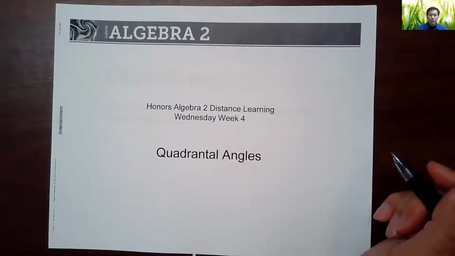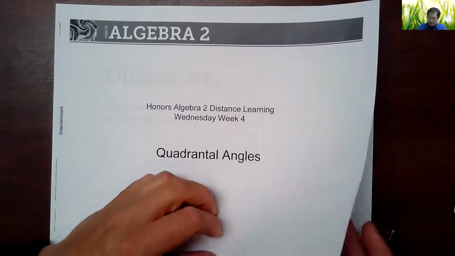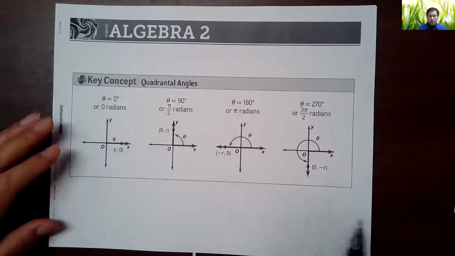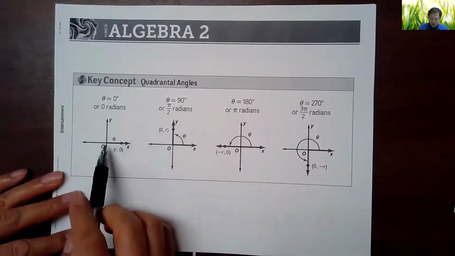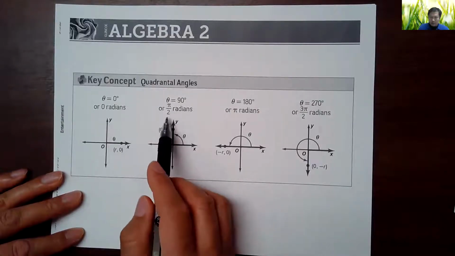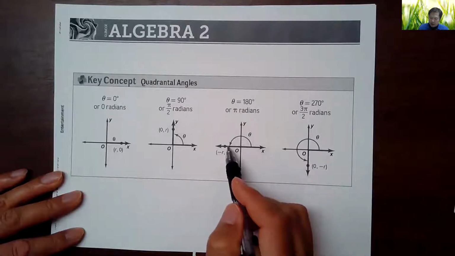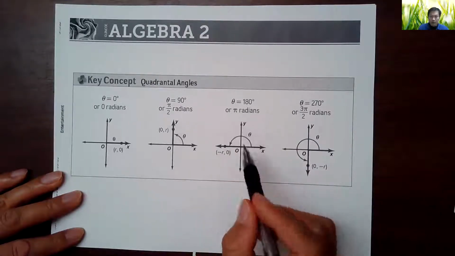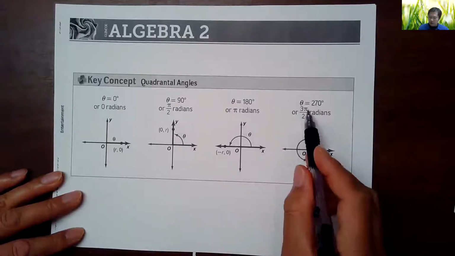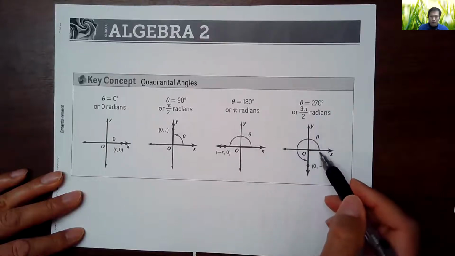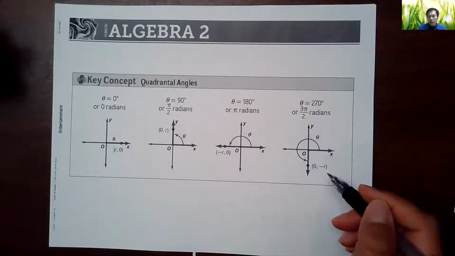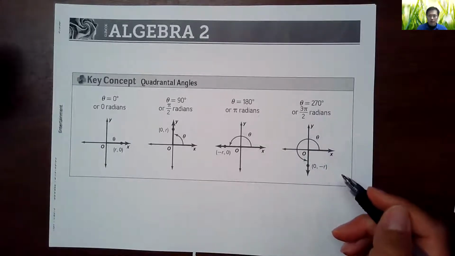Quadrantal angles means multiples of 90 degrees. So the angle could be 0 degrees, could be 90 degrees, which is pi over 2 in radians. It could be 180 degrees, which is pi radians, or 270 degrees, which is 3 pi over 2, or it could be all the way around once, which is 360 degrees. And we can ask you sine, cosine, tangent, and all their reciprocal trigonometric values.